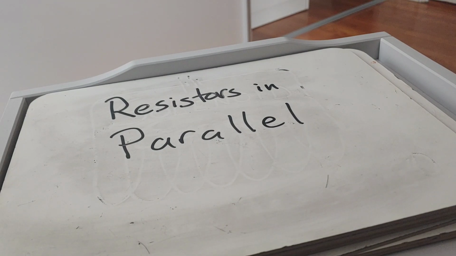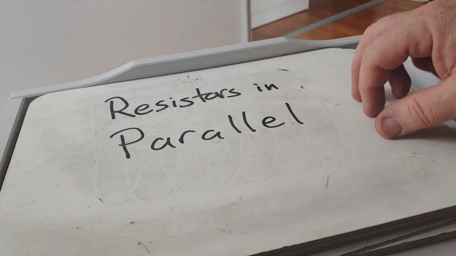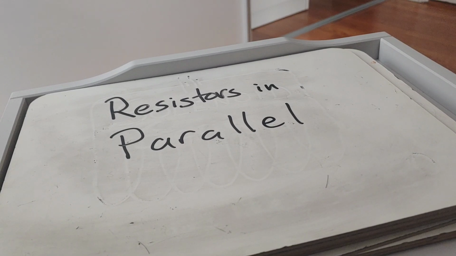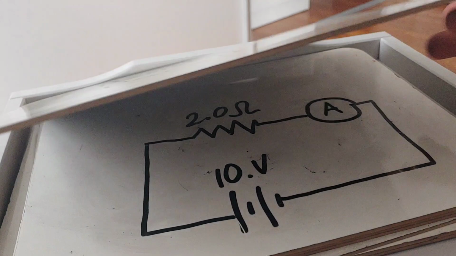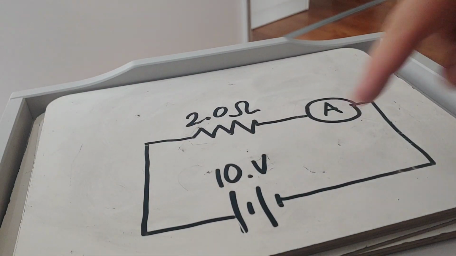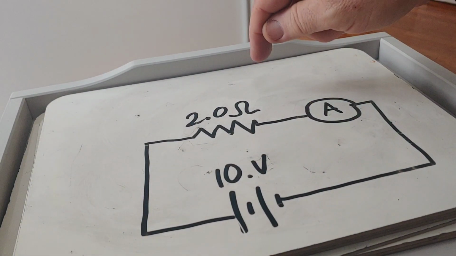Next up in our video series is a discussion of resistors in parallel, and we'll see exactly what that means as we progress. Let's go back to where we started yesterday. Let's think about a 10 volt battery across a 2 ohm resistor.